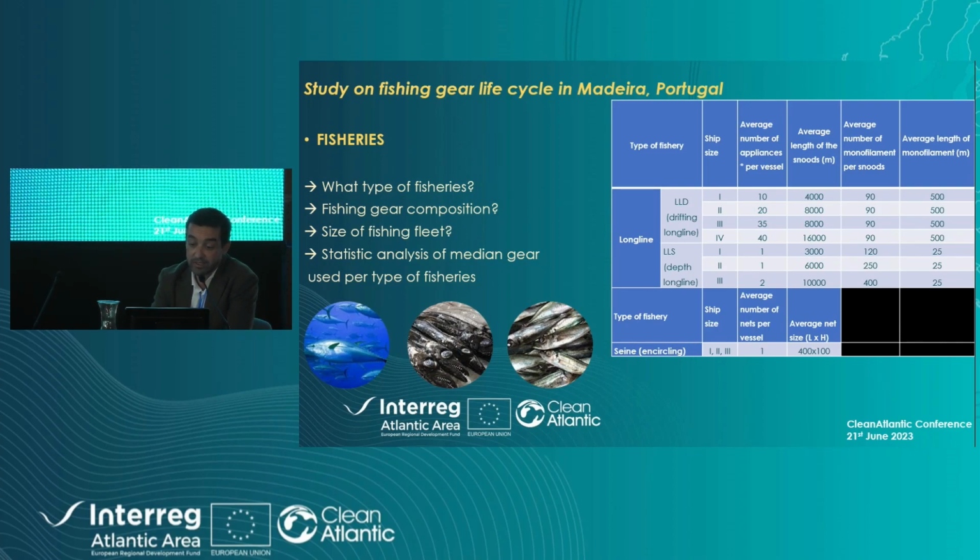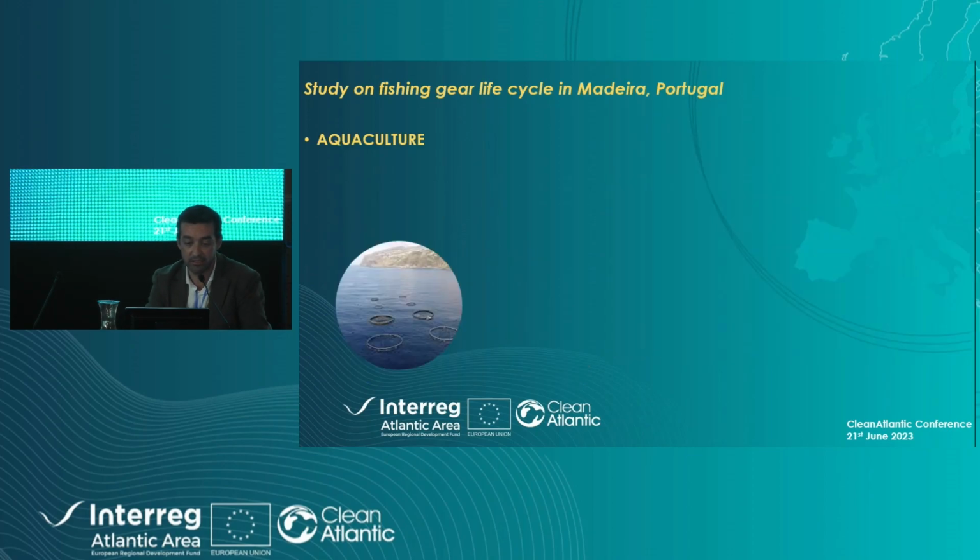So you'll know that, for example, for a small boat on drifting longline, they will have 10 appliances per vessel and an average length of the snood of 4 kilometers, and an average number of filaments of 90, each of them with 500 meters. So this is very detailed to know. This would give us the actual figures coming out of the system and going into the system. The same thing about aquaculture.